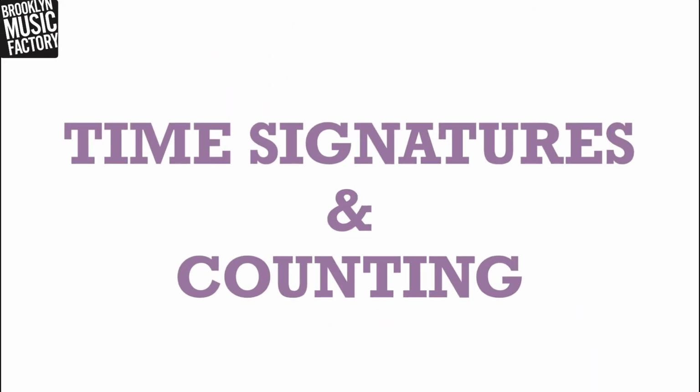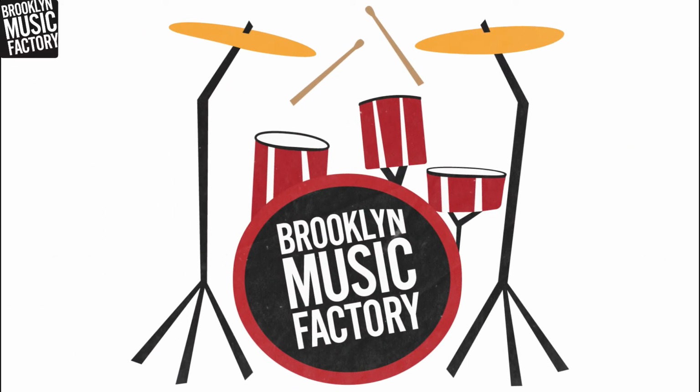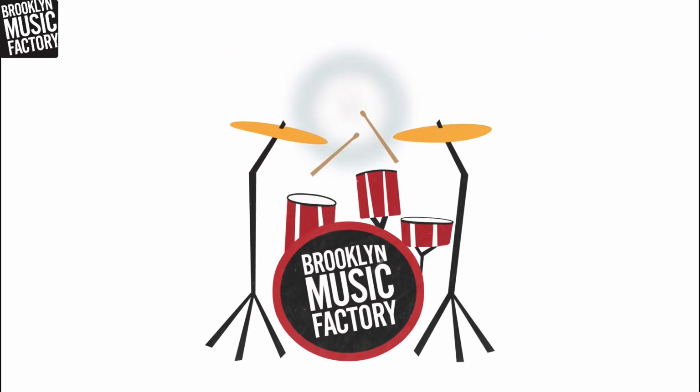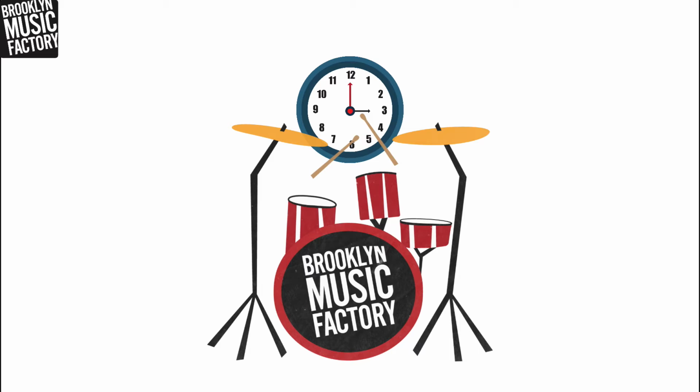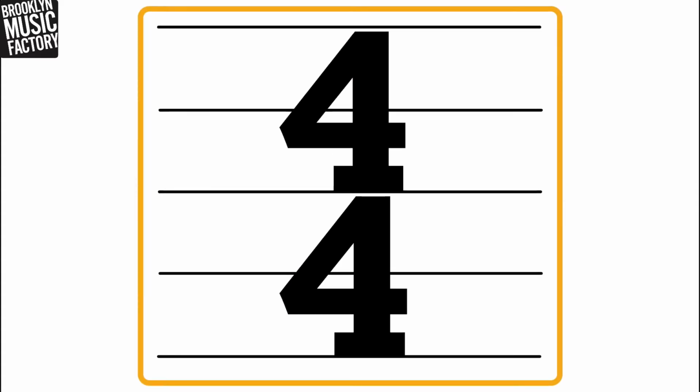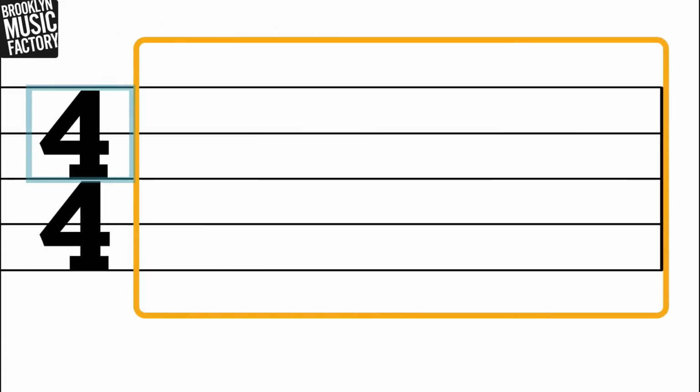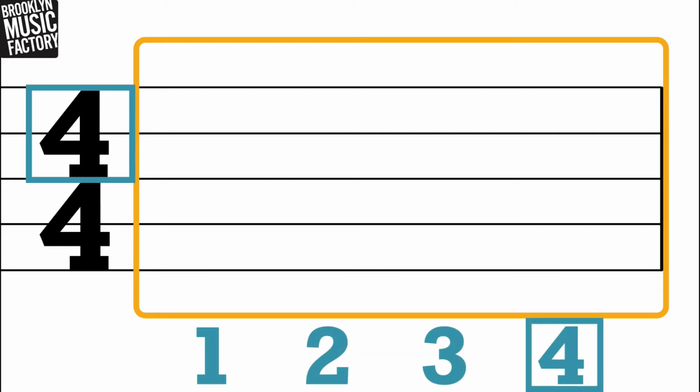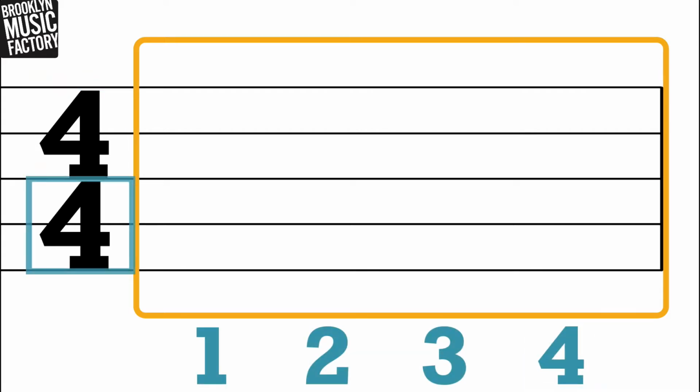Let's talk about time signatures and counting. When we play music, we keep an internal clock ticking in our mind that counts. For most of the music we've played, we count to 4. That's the time signature of 4/4. The top number is what we are counting to. The bottom number is what we are counting by.